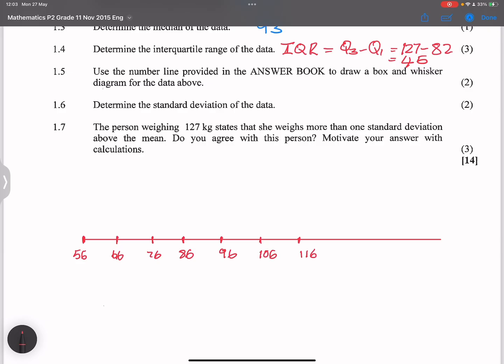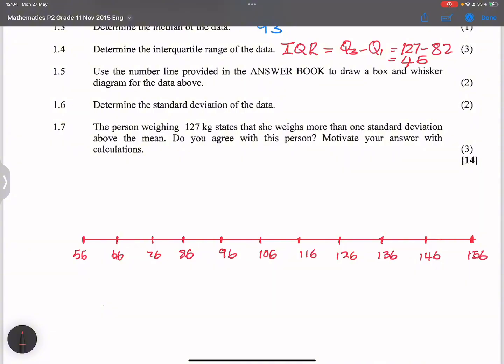That's going to be 126, 136, 146, as well as 156. That would be the last one, right? Actually, that should be right there. All right, so let's just try and keep to the same scale, right? So that's going to be 156 over there.